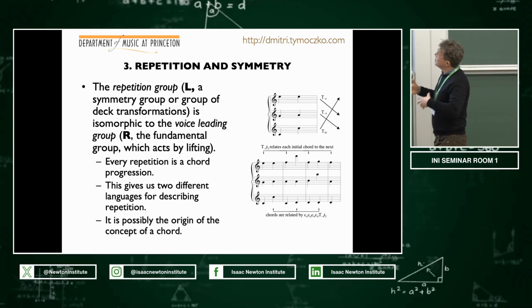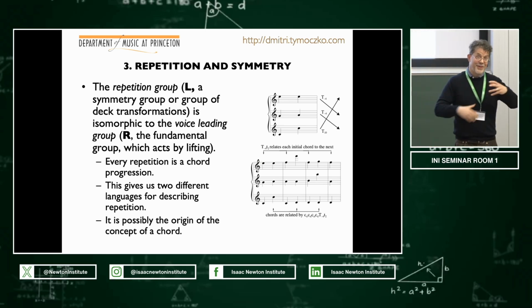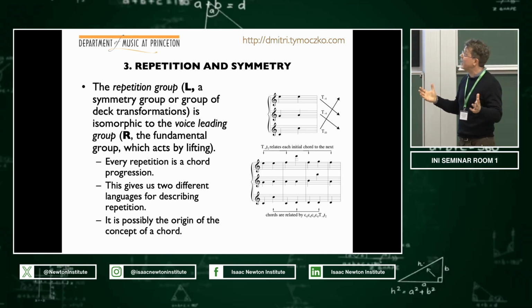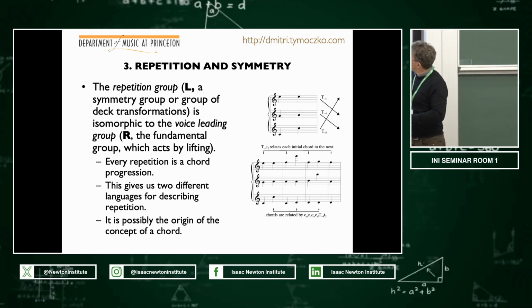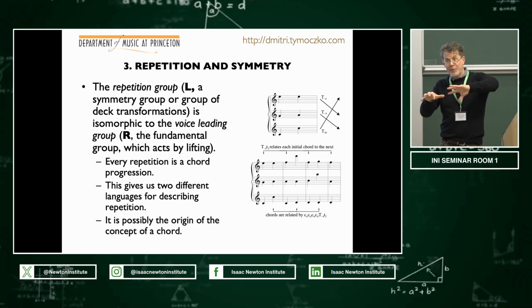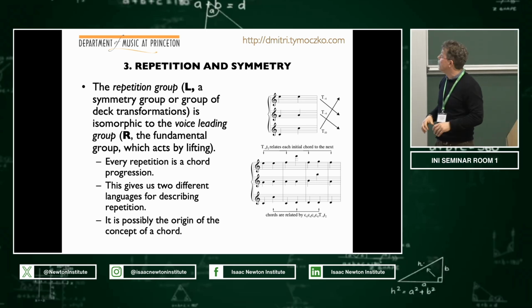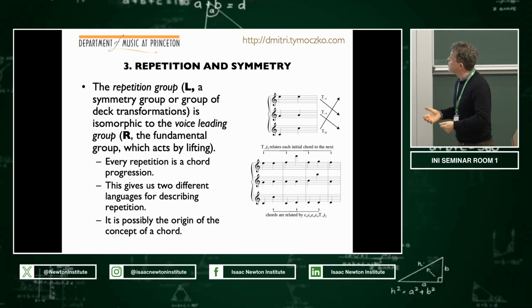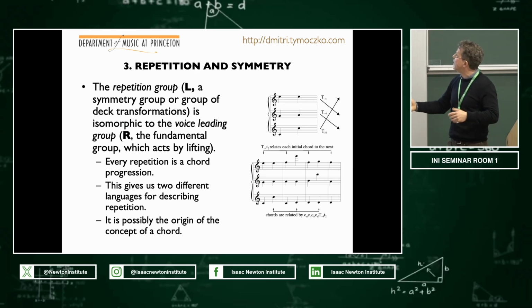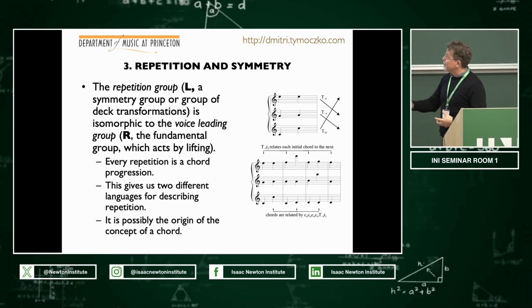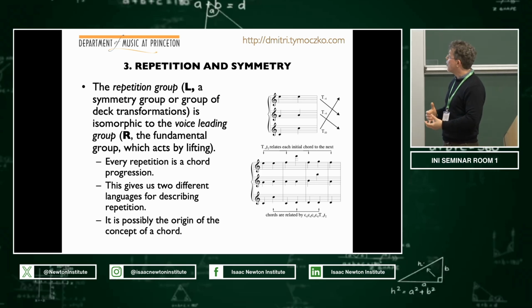The way you might put it is the repetition group, the group that tells us what transformations we can do to big chunks of music, is isomorphic to the voice leading group, which is the group of allowable moves if we're sitting on one particular chord. And this isomorphism is just basically the well-known isomorphism between a symmetry group and a fundamental group, deck transformations, and the action by lifting. Every act of repetition is a chord progression.